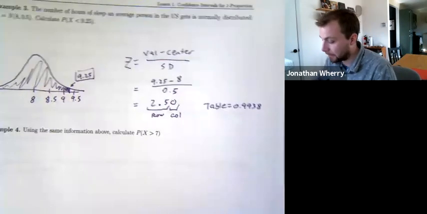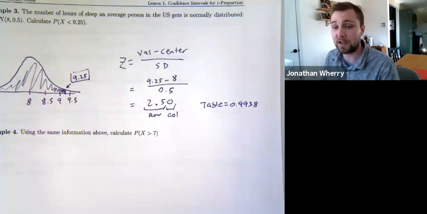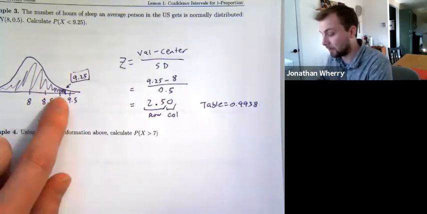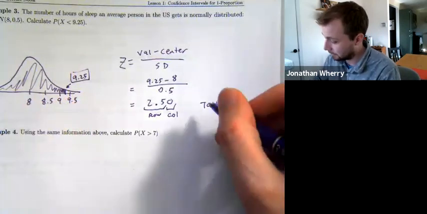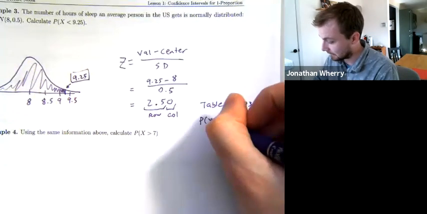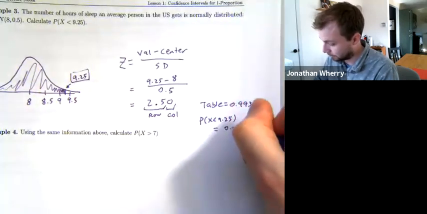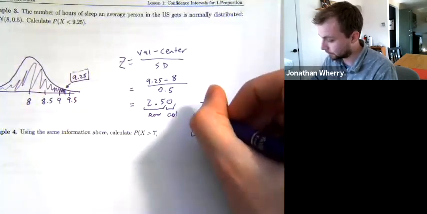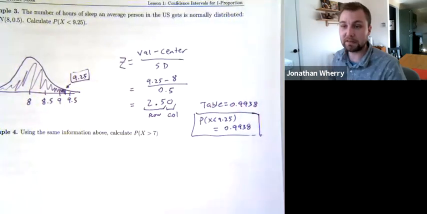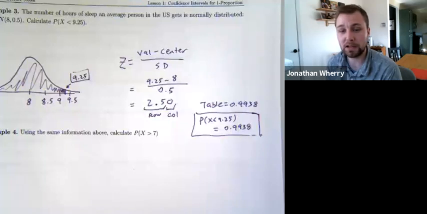So if my picture is shaded to the left, I'm good to go. If it was shaded to the right, I'd have to get clever somehow. I kind of lucked out on this one because, again, this is another one that's shaded to the left. So the probability that it's less than 9.25 is equal to 99.38. Interpreting that, this means there's a 99.38% chance that someone gets 9.25 hours of sleep each night or less.